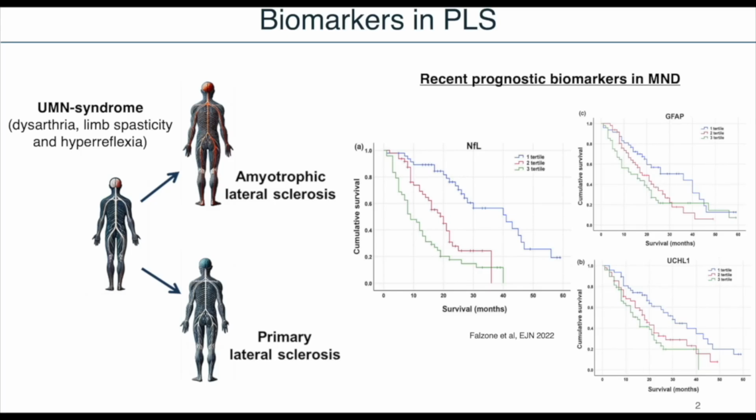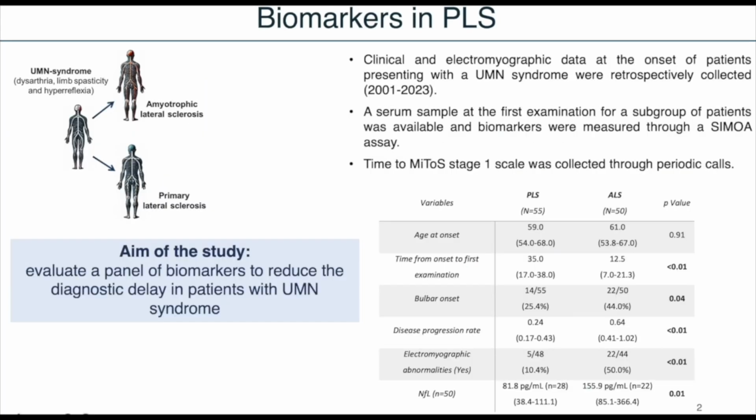But in recent years, some wet biomarkers got under the spotlight for their prognostic potential, and among them, neurofilament light chain is one of the strongest predictors of prognosis. Moreover, two other wet biomarkers, namely GFAP, which is a marker of astrocyte involvement, and UCHL1, which is a multifunctional protein expressed by motor neurons, have recently been suggested. For this reason, the aim of our study was to evaluate if a panel of wet biomarkers could help reduce the diagnostic delay in patients presenting with an upper motor neuron syndrome.